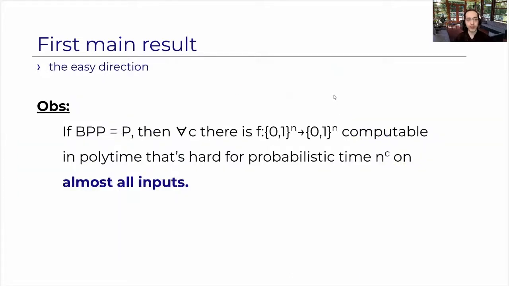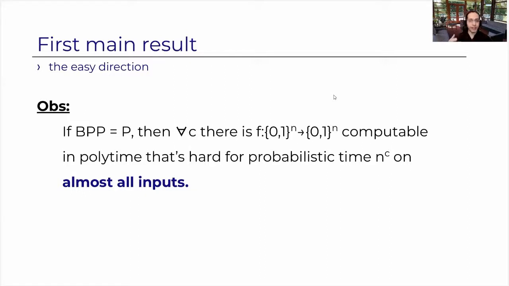So I talked about a bidirectional connection. So let's start with the easier direction. It's not difficult to show that if BPP equals P, again, the promise problem version, then for every constant C, there exists a function with multiple output bits that is computable in deterministic polynomial time and is hard for probabilistic time n to the C on almost all inputs. So to recap, for example, taking C equals 100, if BPP equals P, there's a function that is computable in deterministic polynomial time and is hard for probabilistic time n to the 100 on almost all inputs.